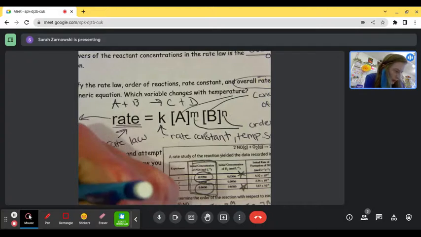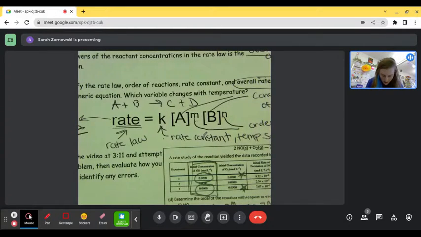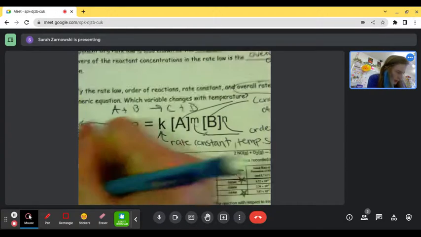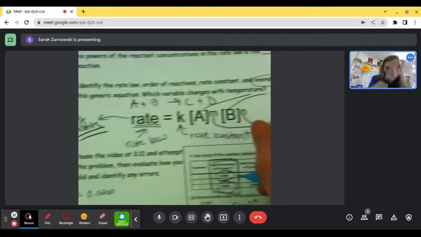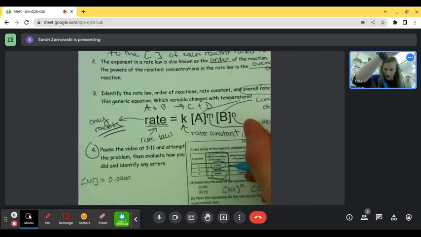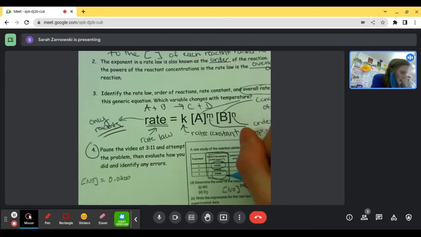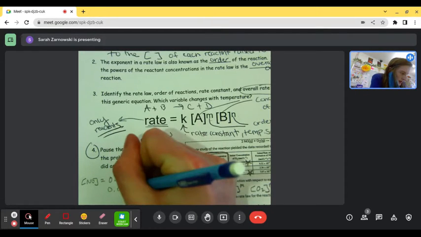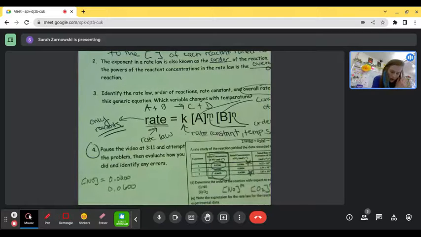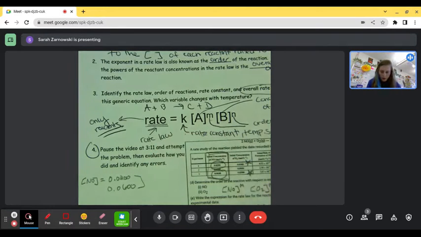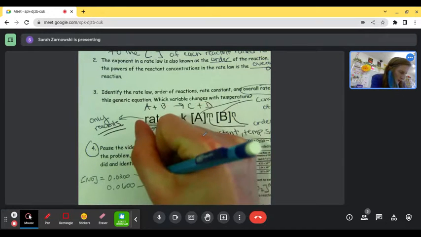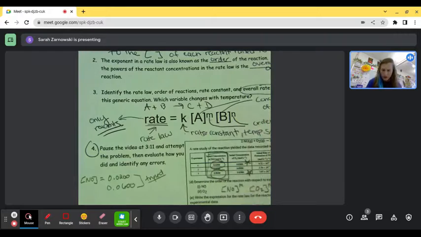So for NO, for my concentrations, it went from 0.0200, right, in experiment 1. I'm sure you can see this. And then in trial 3, it went to 0.0600. So if it goes from these two numbers, I would say what? It was tripled, right? Times 3. So the concentration was tripled.